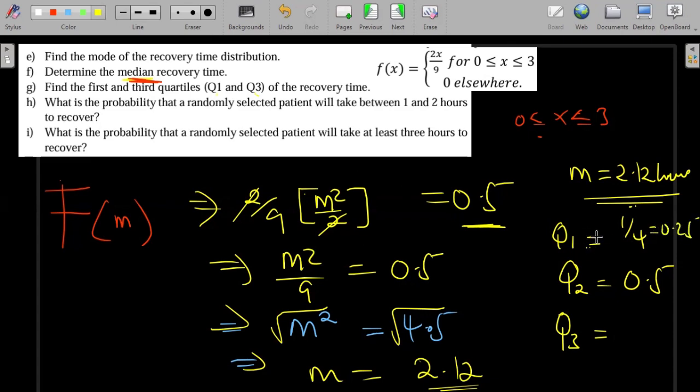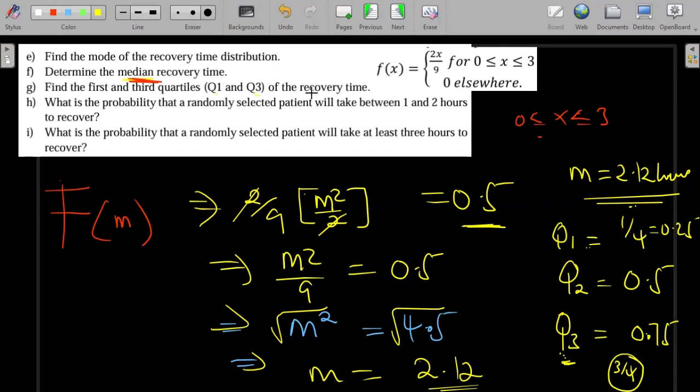Remember, our Q1 is just the middle value of the lower half of the data set. Okay, and then Q3 is the middle value of the what? The upper data set. So if you are finding Q3, it means you equate your CDF to 0.75, or you can say 3/4.